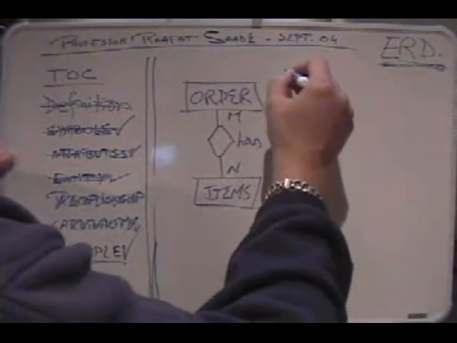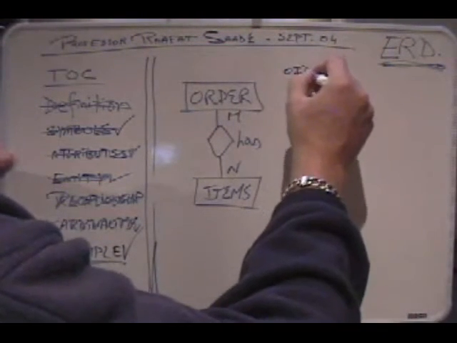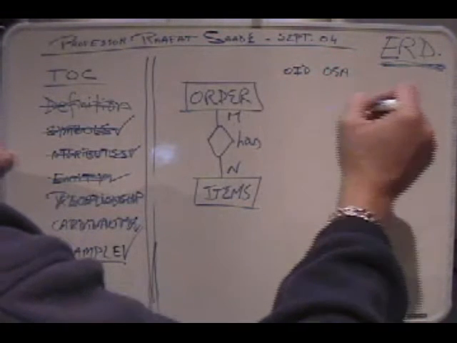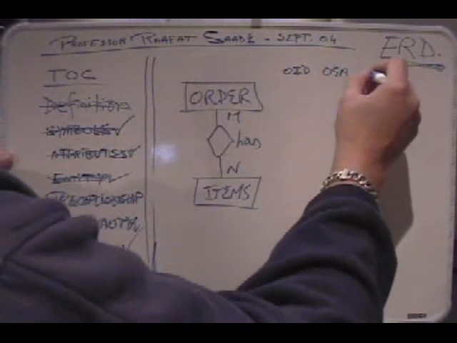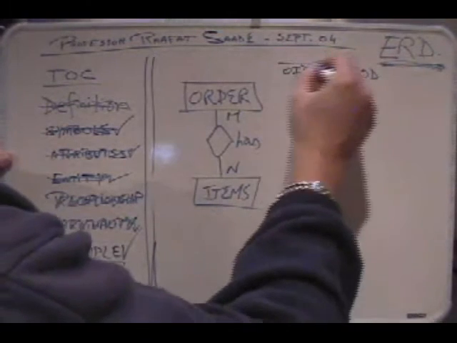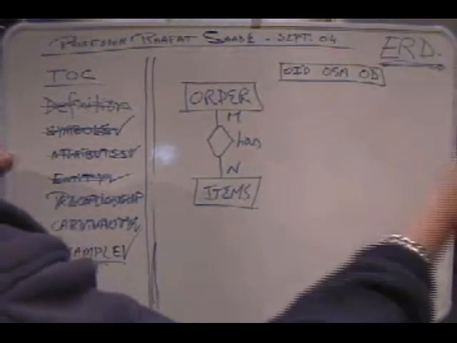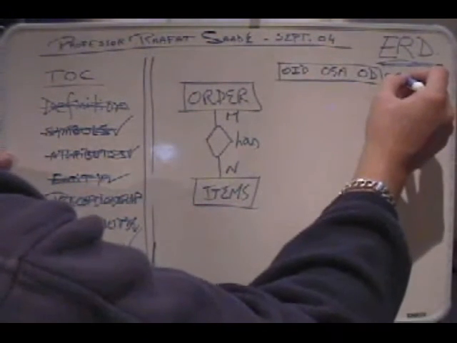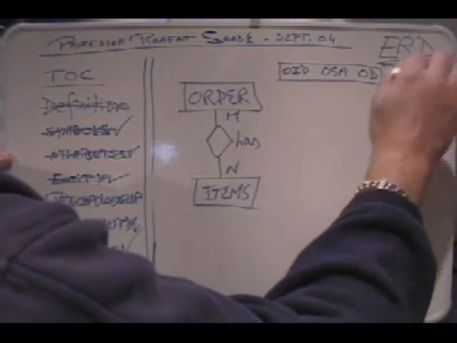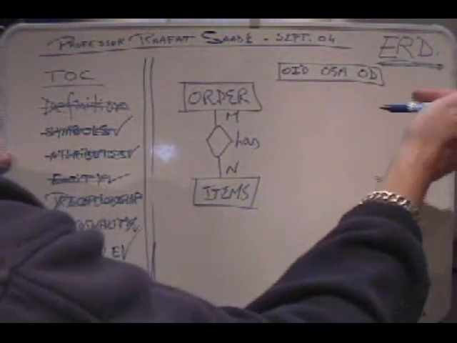This is a table which contains order ID, order shipping address, order date, at least. Okay? And we saw also that it needs customer ID.